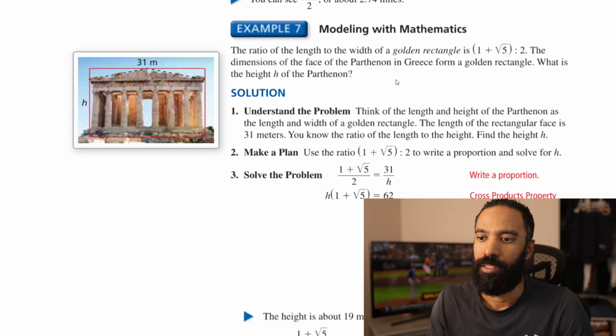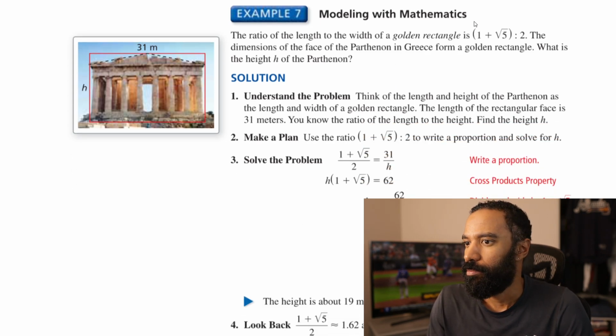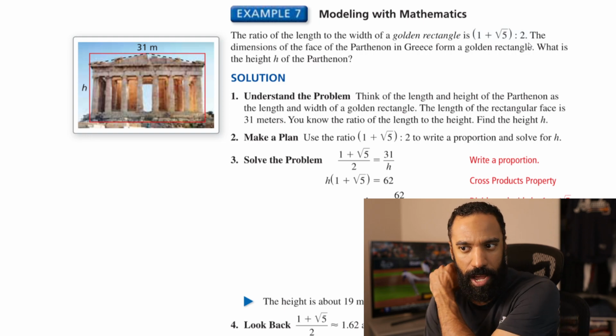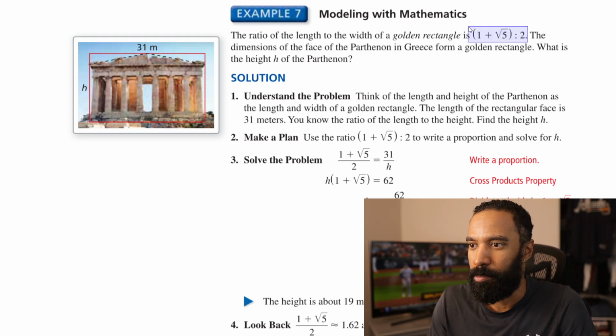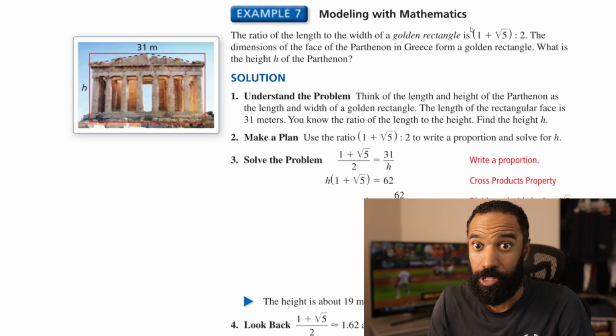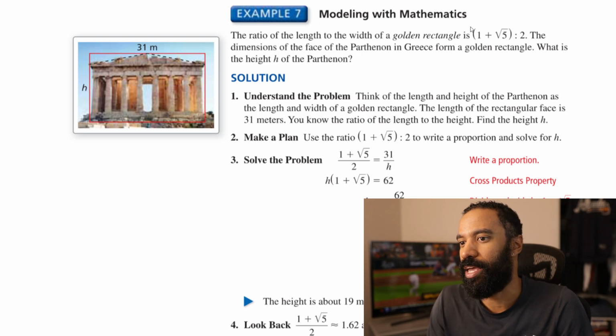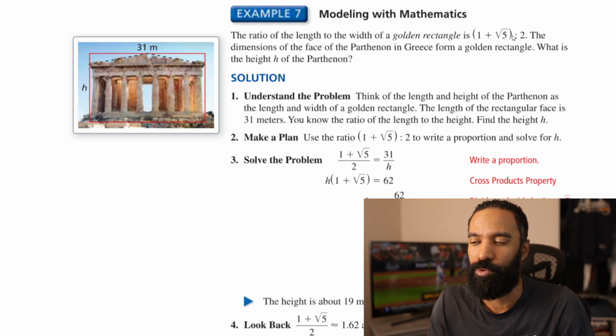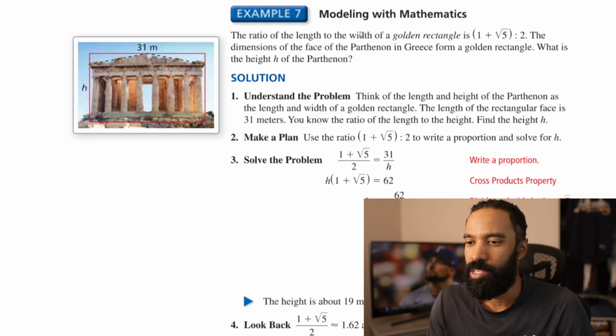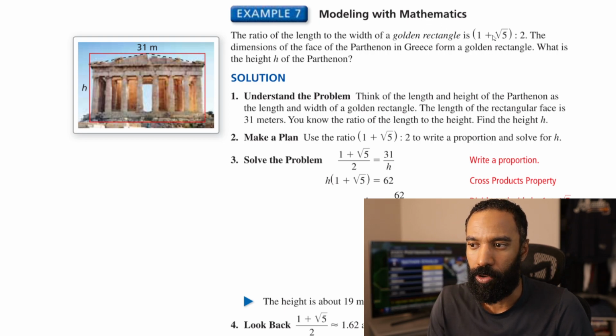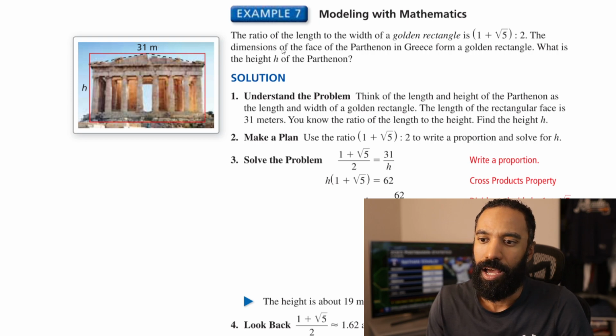Example 7. Modeling with mathematics. Ooh, the golden rectangle. I'm not going to talk about that right now, but maybe we get into the golden rectangle later, or the golden ratio. The ratio of the length to the width of the golden rectangle is 1 plus root 5 to 2. The dimensions of the face of the Parthenon in Greece form a golden rectangle. What is the height of the Parthenon?